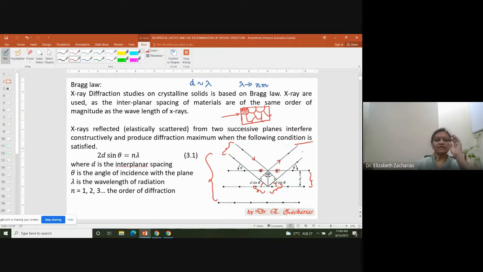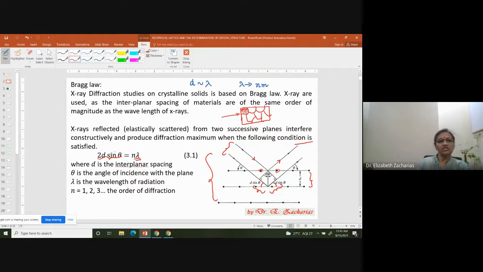Okay, so Bragg's law says that if the path difference between the two diffracted rays is 2d sine theta, what is d? D is the interplanar distance. This is for a family of parallel planes which are equidistant from each other. Then if 2d sine theta is equal to an integral number of lambda, that is, if the path difference is an integral number of lambdas, then you will get constructive interference, or you will be getting a diffraction maximum.